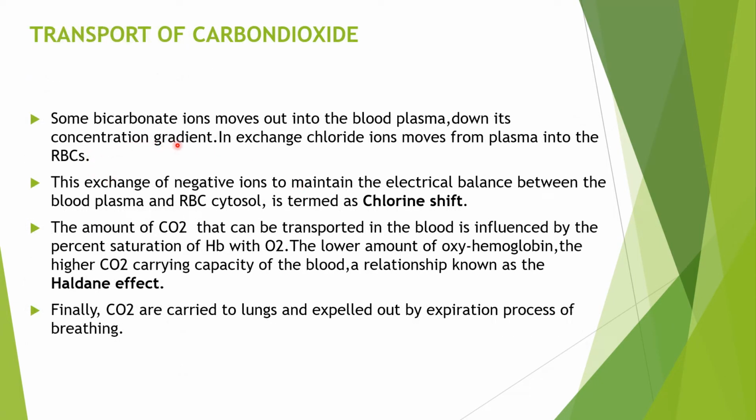Some of the bicarbonate ions move out into the blood plasma along their concentration gradient. In exchange, what happens? The chloride ion which is present in the blood plasma gets inside the RBC. This exchange of negative ions, that is the bicarbonate ion and the chloride ion, to maintain the electrical balance between the blood plasma and RBC is known as the chloride shift.